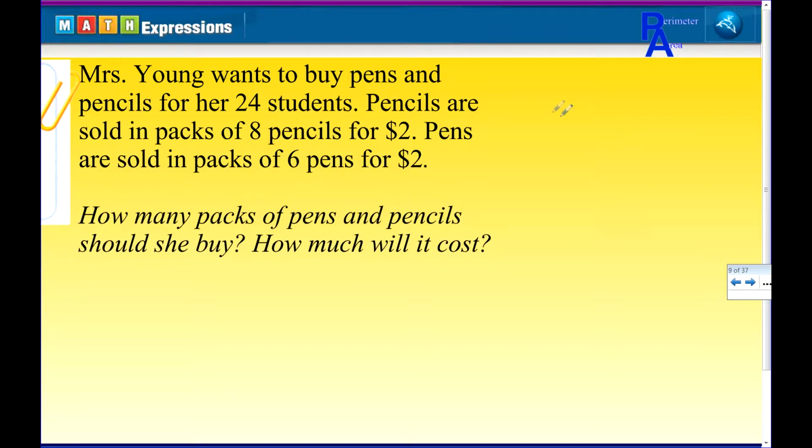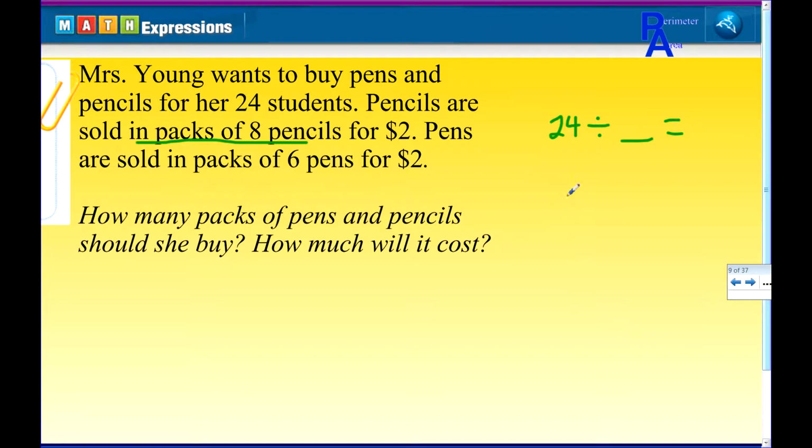What do I need to find out? First of all, how many students there are. How many students are there? 24. And how many pencils are in one pack? They're sold in packs of 8 pencils. I need to find out what is 24 divided by, and what do I divide by, and what does it equal? Let's do the same thing with pens.